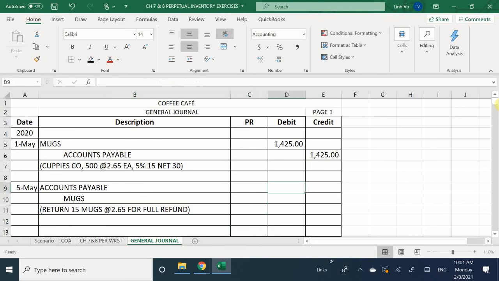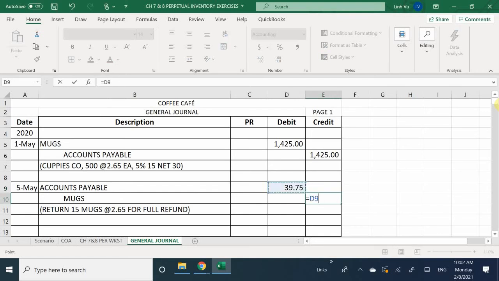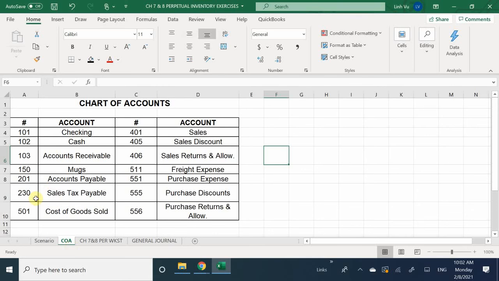So in this case, how much is my total accounts payable for? $39.75. So one thing I forgot to do is that I have a chart of accounts right here. This is how you know what accounts to use. So I forgot to mention this.